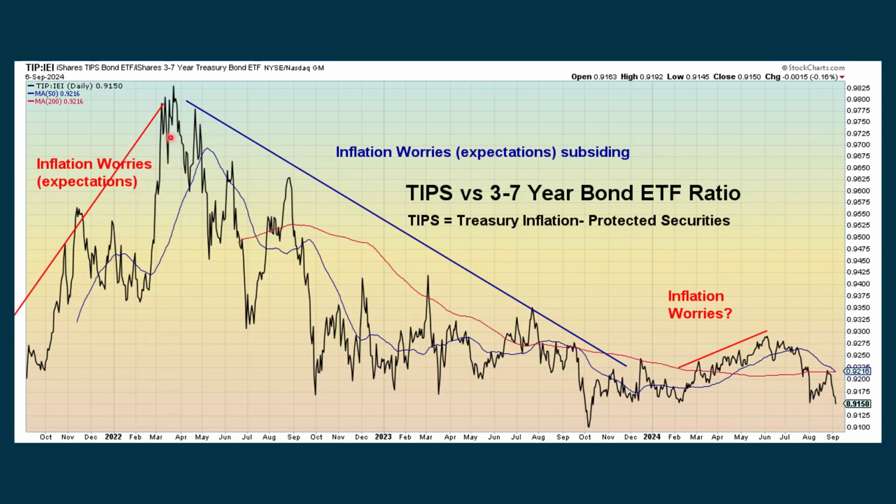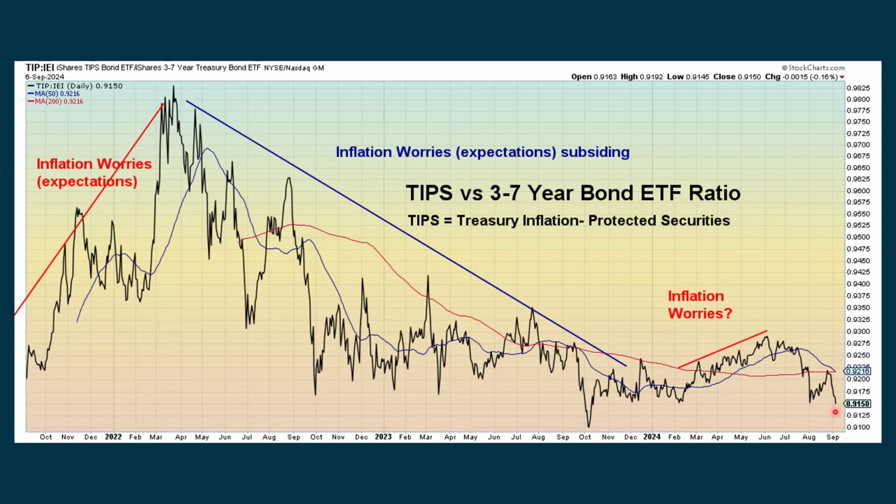Well, then, as inflation started to come back down and get a little bit more under control, we saw the 3 to 7-year bond outperforming, and that's when this ratio goes down. We pretty much have been chopping sideways. What we're watching right now is we're seeing this going down, and that means that inflation worries are subsiding.